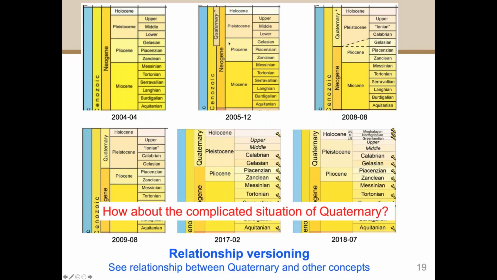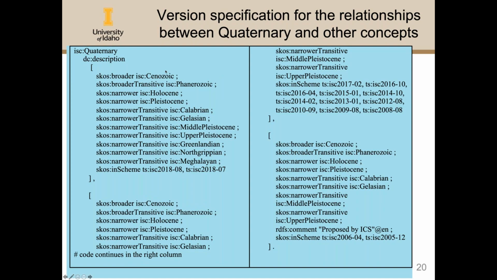You can see a lot of changes when you look through these charts. But when we come to the Turtle code, the representation, I think we just use 3 blocks, the DC description, and then 3 blank nodes with the square brackets, and then the relationship between Quaternary and other concepts. You can see 3 patterns, and then the corresponding vocabulary scheme IDs. It's just the relationship between Quaternary and other concepts.